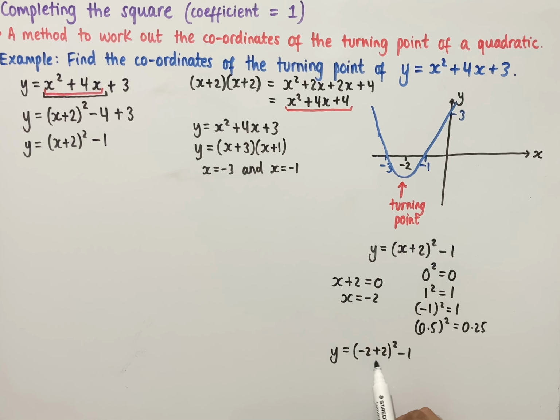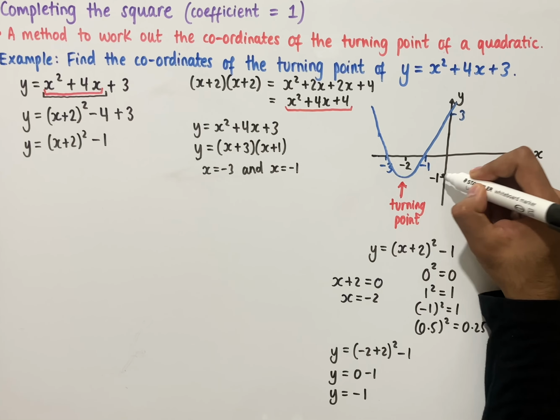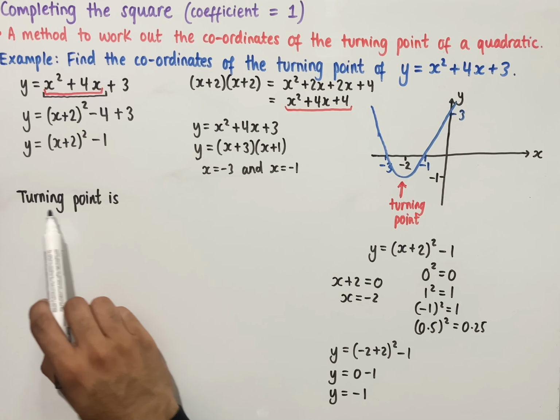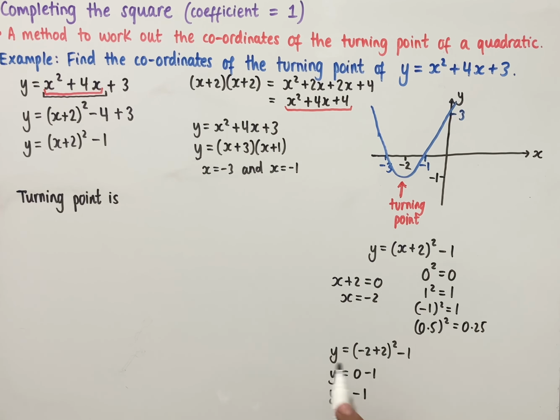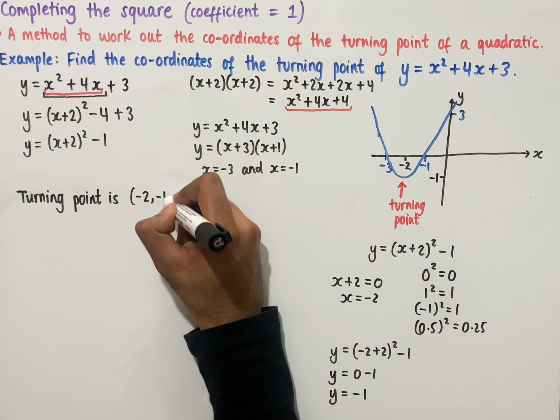And so because minus 2 plus 2 is 0, and 0 squared is equal to 0, then we end up with 0 minus 1, and so the y coordinate of the turning point is equal to minus 1. Looking at that on our sketch, we have minus 1 down here. Finally, we can then say that the turning point is the following coordinates which we worked out, which are minus 2 and minus 1.